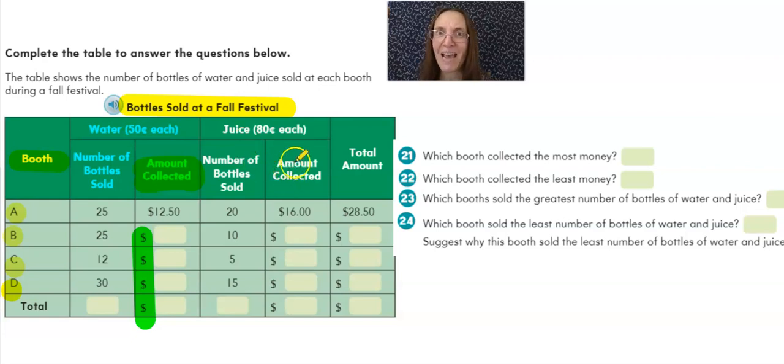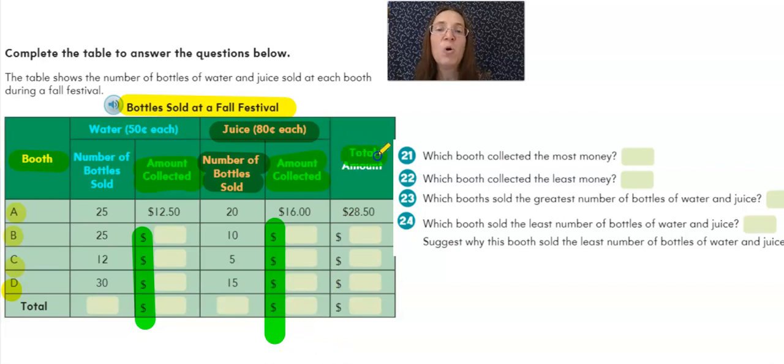We have a similar thing happening in the next 2 columns. The next 2 columns are all about bottles of juice, and they're more expensive. Each one costs 80 cents. Now here we have the number of juice bottles that they sold, and right next to it, the amount of money they collected. And once again, if I take a moment to look at this, I see that there are a whole bunch of dollar signs there. So this column of information will involve money.